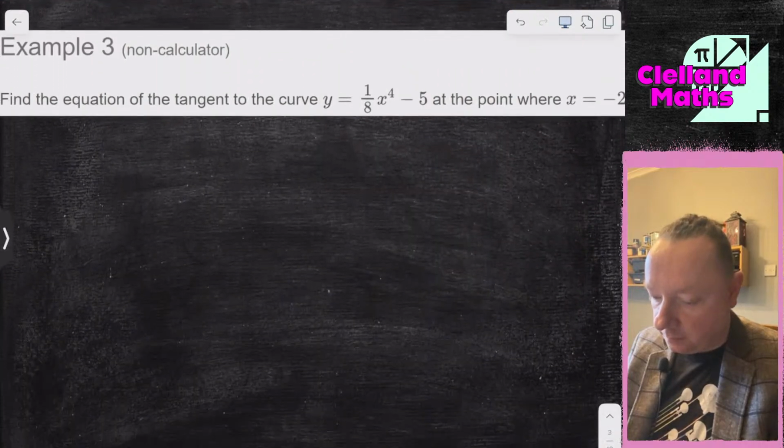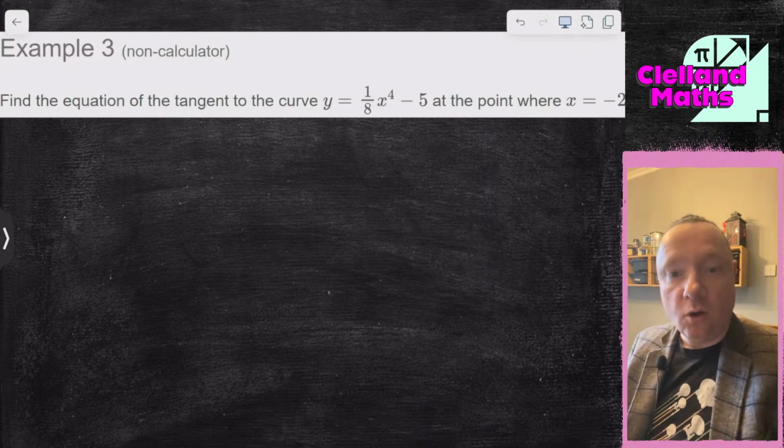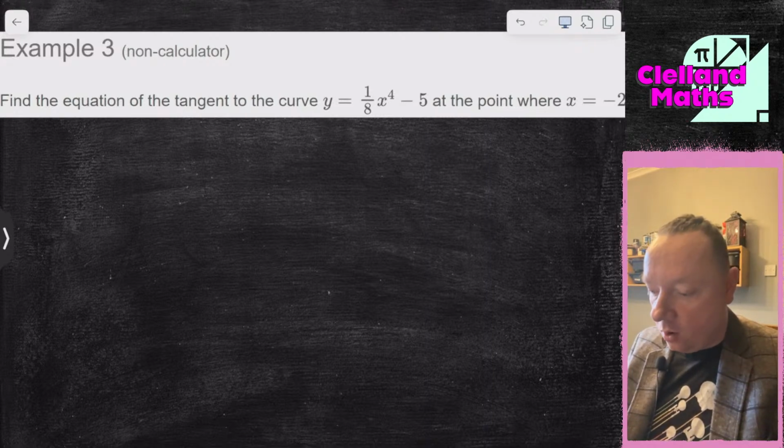Okay, next one. Example 3 says, find the equation of the tangent to the curve y equals 1/8 x to the 4 minus 5 at the point where x equals minus 2.